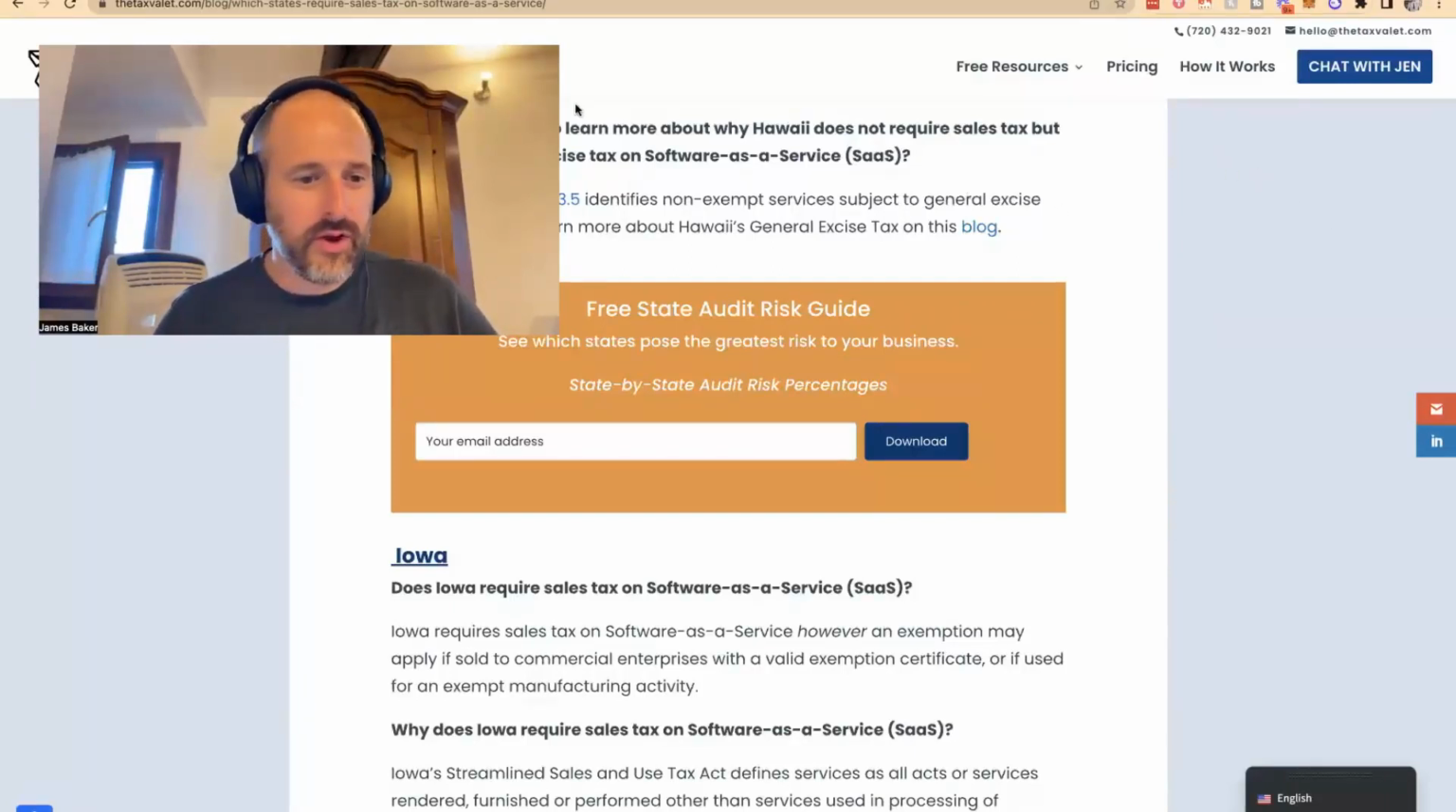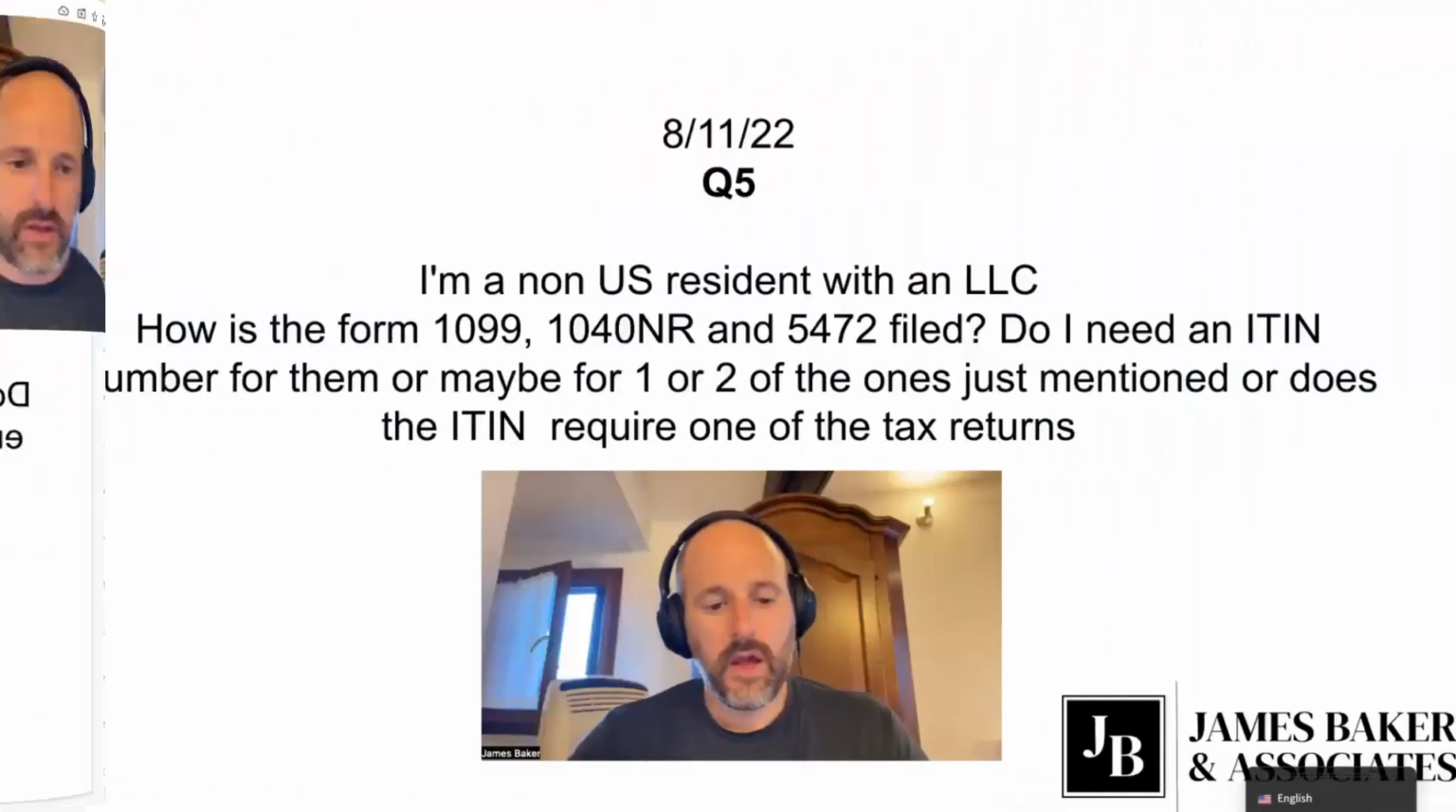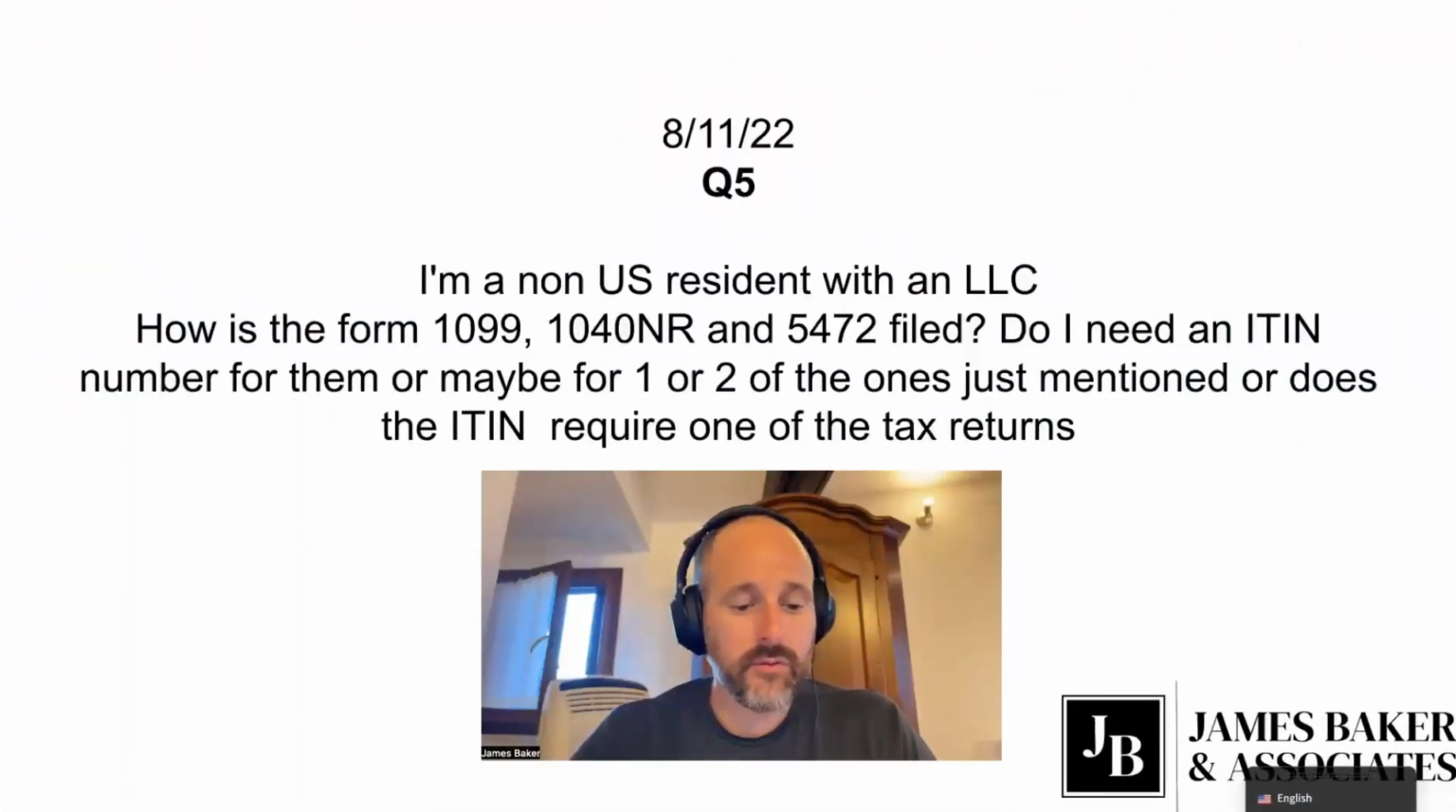Okay, so great. I'm gonna go back to this. This was fun. I'm a U.S. non-resident with an LLC. How is the form 1099, 1040 NR, and 5472 filed? So the quick answer is you need an ITIN to do a 1040 NR. I don't know if I answered that in the other video. You do not need an ITIN for 5472. And I'm going to answer this in its own question.